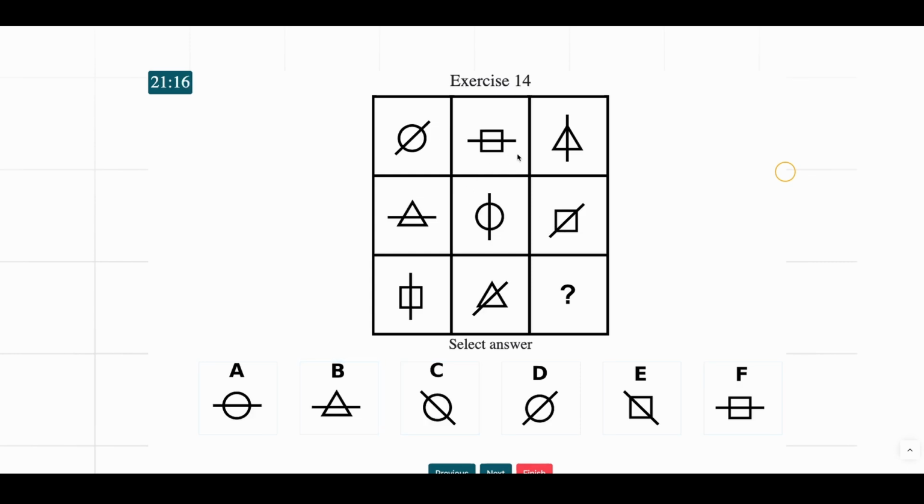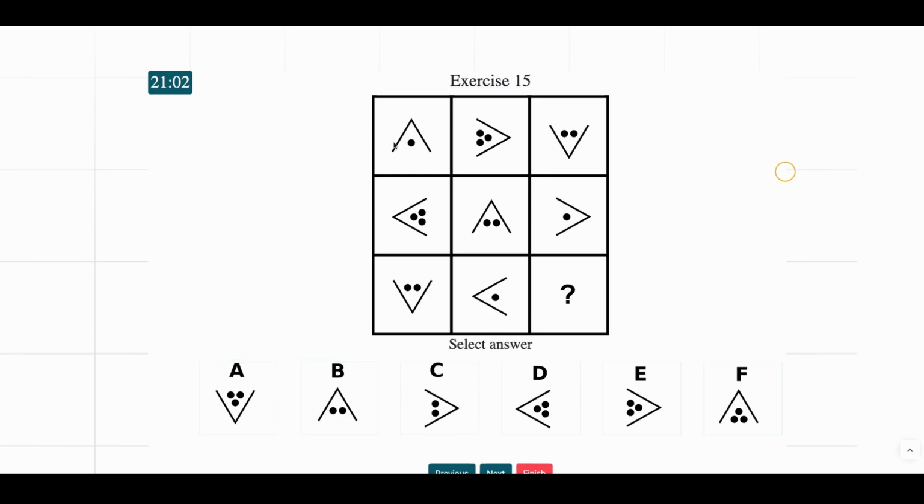Pretty much the same idea here. Each row has 3 shapes, and each row has a horizontal, vertical, and diagonal line. This one is missing a circle and a horizontal line, so the answer is A. In this one, you can see that the arrows rotate clockwise, and each row has 1, 2, and 3 dots. This one rotates from left to up, and the missing is 3 dots, so the answer is F.